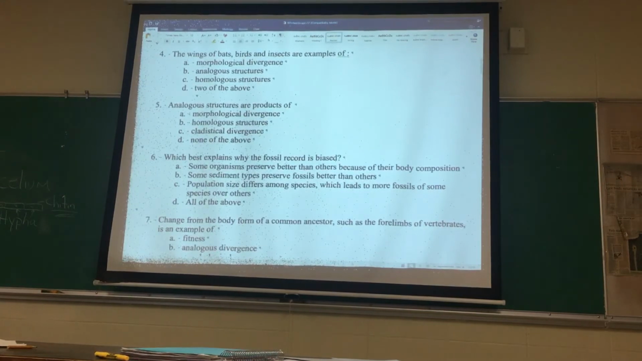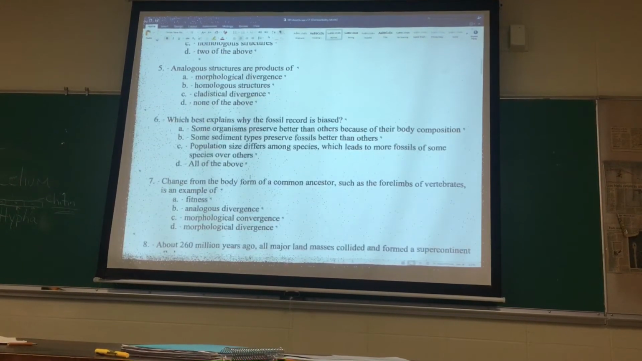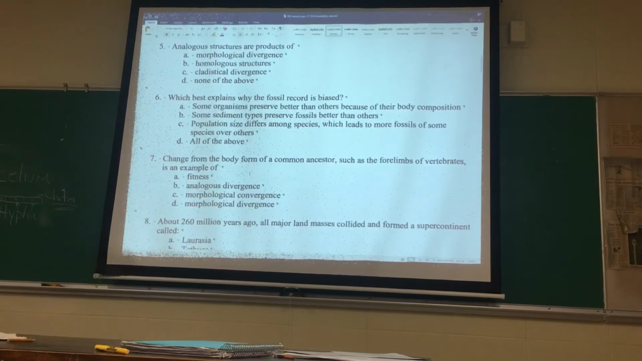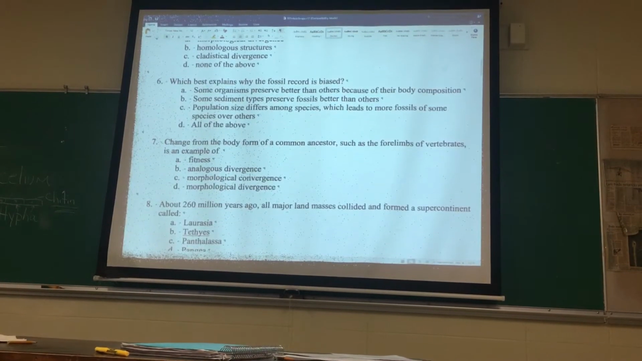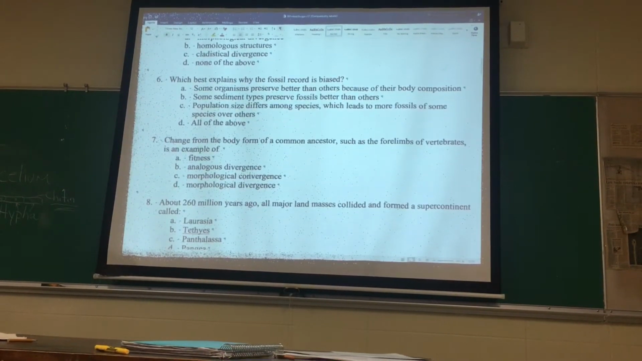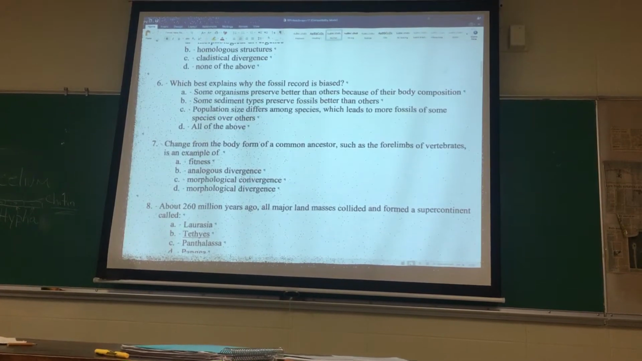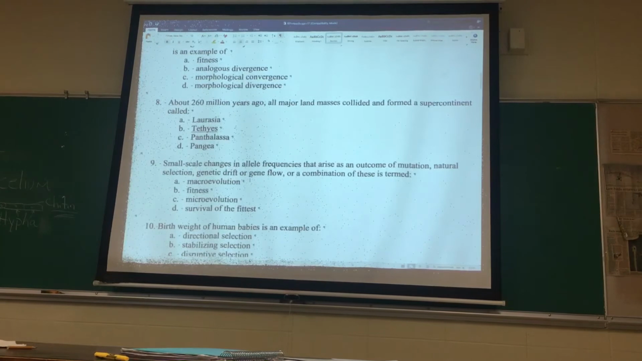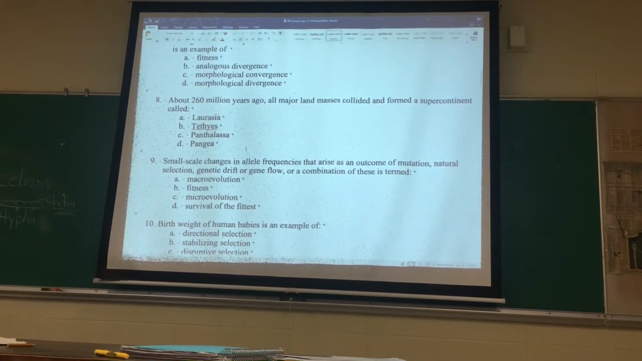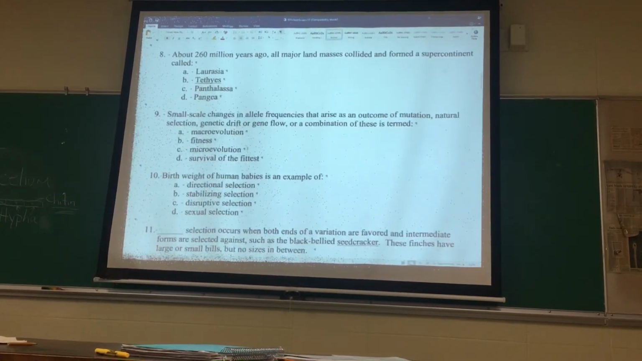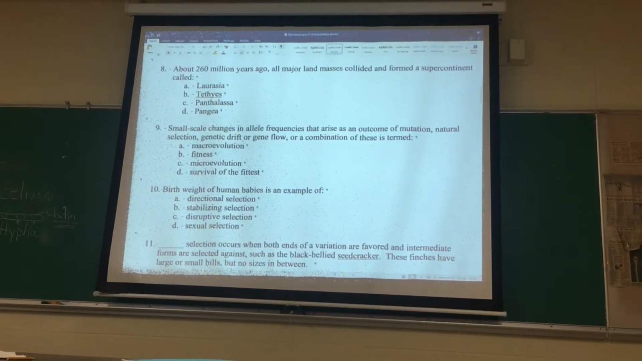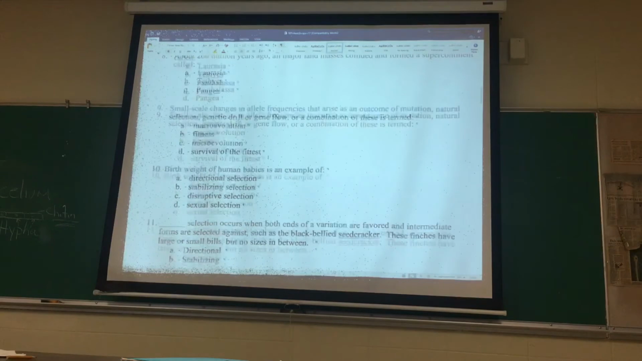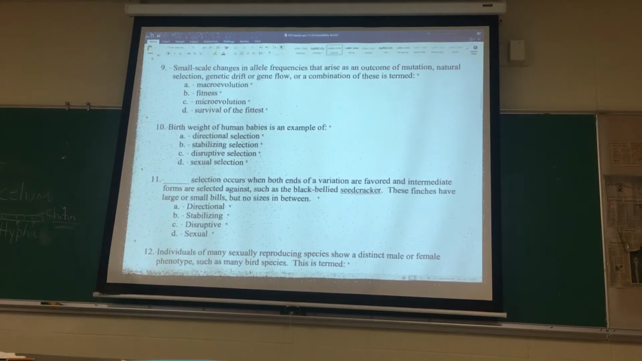Okay, all of these describe why the fossil record is biased. So a change in the body form of a common ancestor, that would be morphological divergence. Pangaea was a landmass about 260 million years ago. Small scale changes in allele frequencies describes microevolution. Human birth weight is an example of stabilizing selection because it doesn't really change.